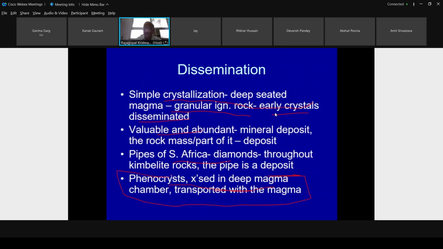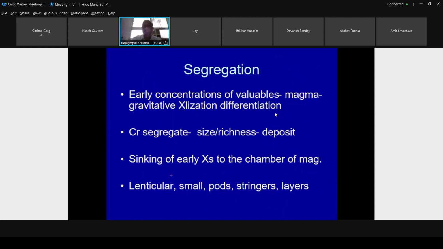There are disseminations and segregations. What happens? Segregations are concentrations of valuables because of gravitative crystallization of the magma. The gravity operates here. The most famous are the chromium segregations. If it has a very good size and richness, it becomes a deposit.